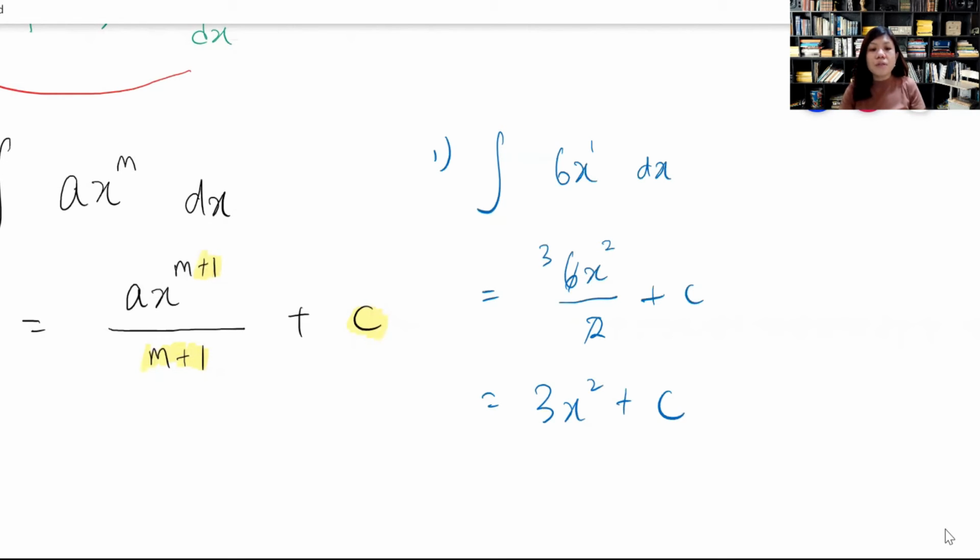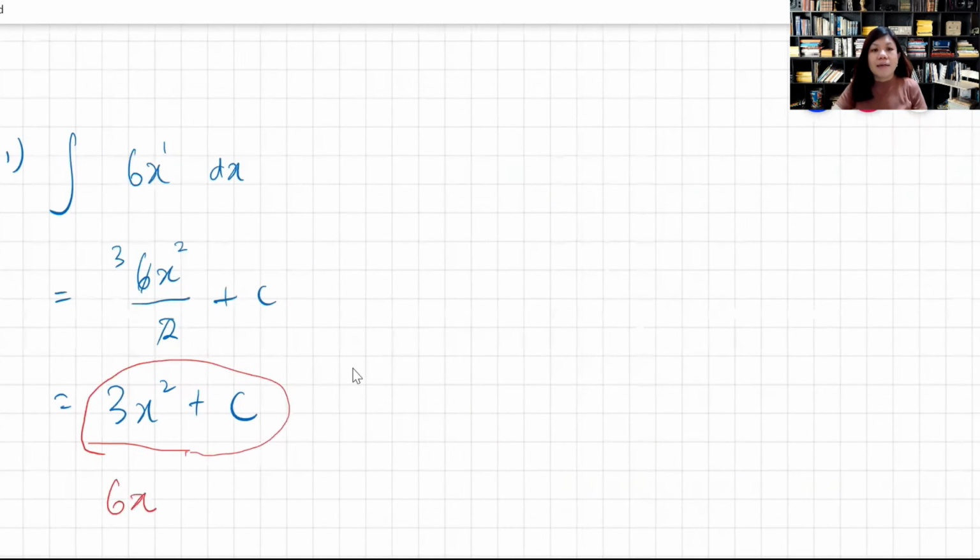Now if you're not sure, if you just want to check whether this gives you 6x or not, you can always do derivative, and remember that the derivative is to bring the power down to multiply with the 3, and power minus 1, and if c is a number, you derive it, you actually get 0. So wow, it's the same answer, right? So you can always check back.